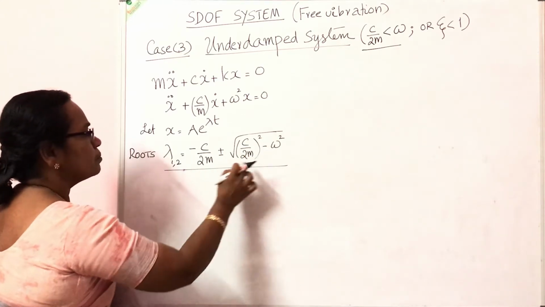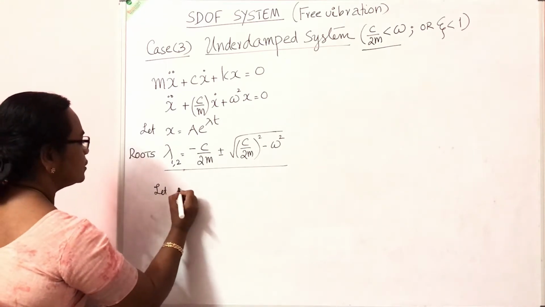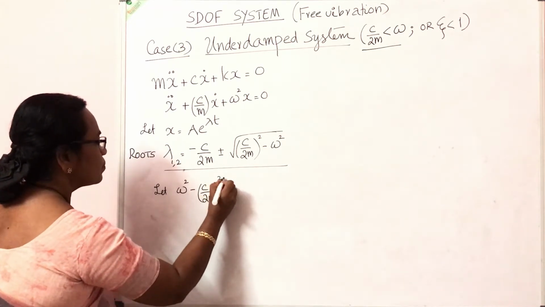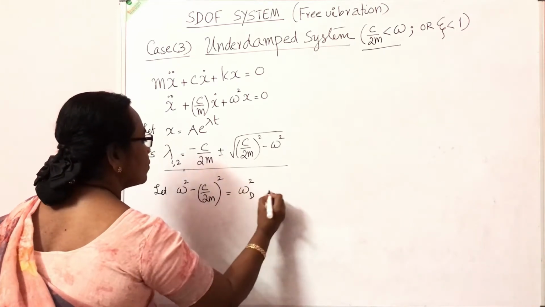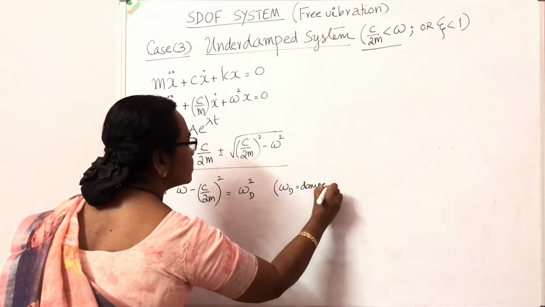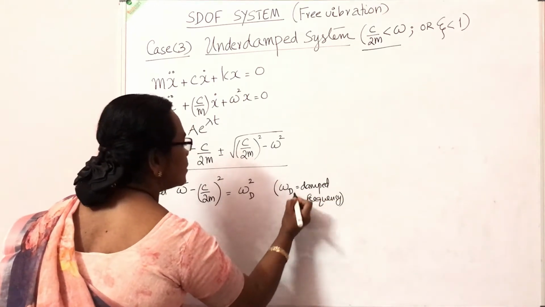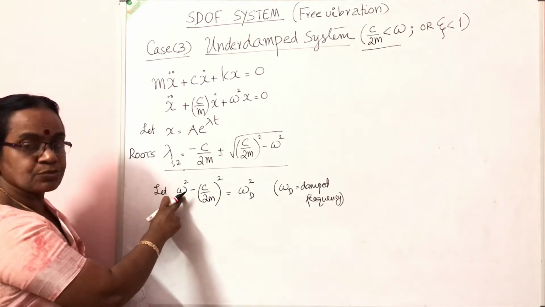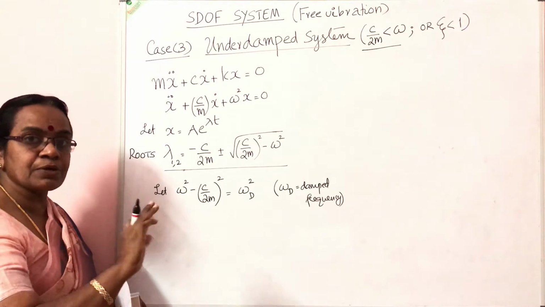I am going to make some substitutions like this. Let omega square minus (c by 2m) the whole square define a new term omega d, where this omega d is called the damped frequency of the system, whereas omega is the natural frequency. Natural frequency is the frequency of vibration of a free vibration system without any damping.